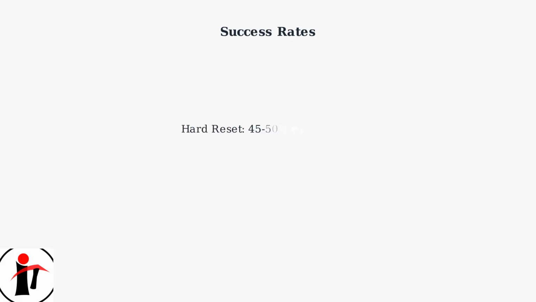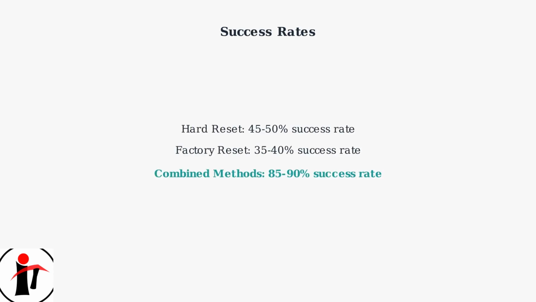These initial troubleshooting methods have proven effective, with hard reset succeeding in about half of cases, factory reset in about 40%, and combined approaches achieving success rates of 85 to 90%.